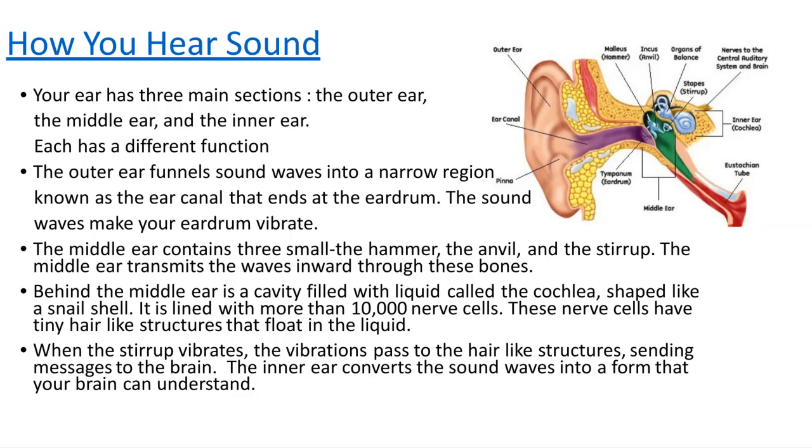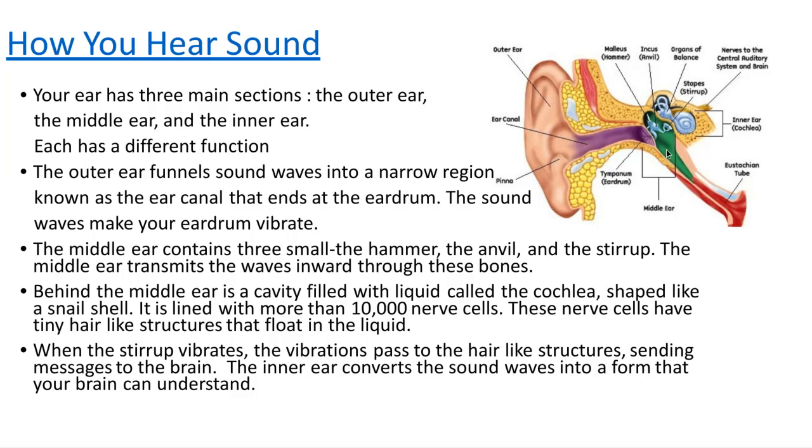So you have three main sections of your ear. You have an outer ear, you have a middle ear, and then you have an inner ear. And each has a different function. The outer ear, you'll notice over here, kind of funnels into a narrow region, this purple section here. And we know this as the ear canal, and it ends at the eardrum, which is right here, where my pointer is. And sound waves make your eardrum vibrate.